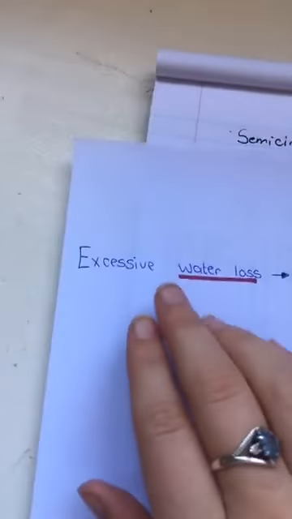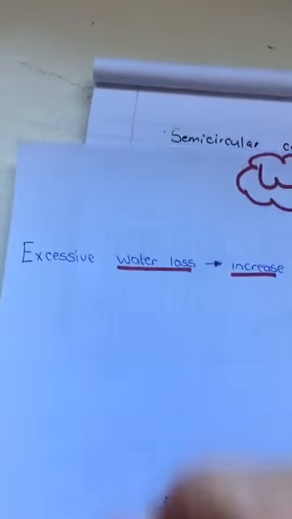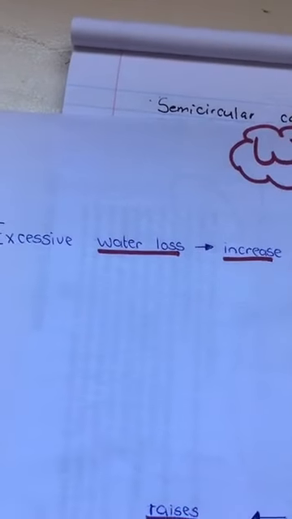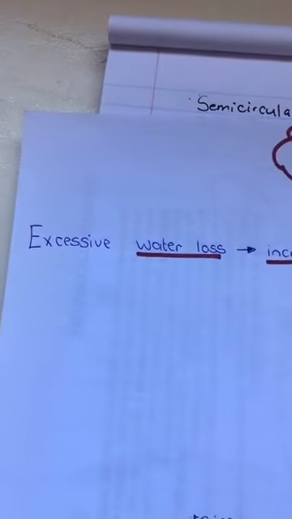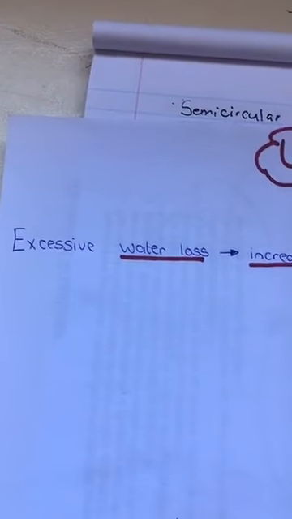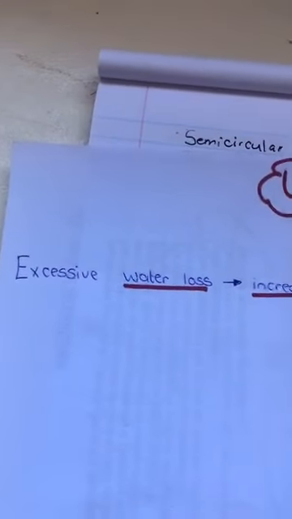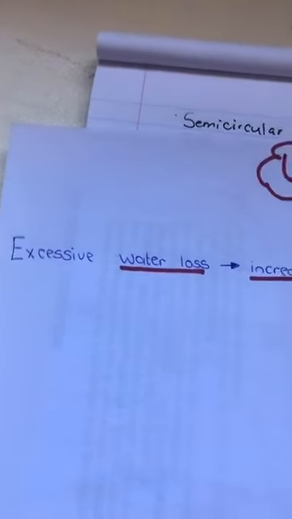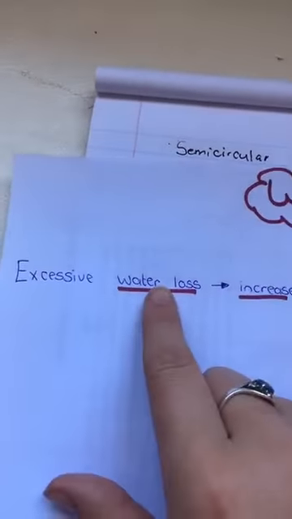So this is for excessive water loss. In other words, you're sweating a lot on this particular day, or maybe you've lost blood. That's a really good question that they can give you. They might not say you were sweating a lot. They can also say you lost blood, because if you lose blood, you lose water. And so there's excessive water loss.